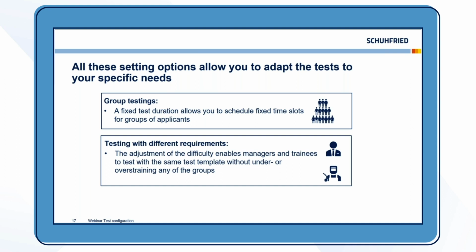Another example will be testing with different requirements. The adjustment of the difficulty enables managers and trainees to test with the same test template without under or overstraining any groups. So you might have a test template that you want to use for both groups, but obviously, you have different demands for them. So for the managers, you might use the difficulty options with difficult enabled. For the trainees or applicants or apprentices, you might have easier items.